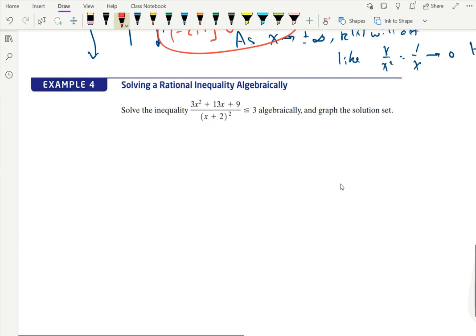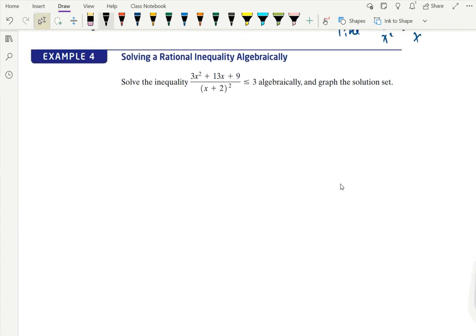Okay, let's take a look at doing something similar, another rational function, only now our directions are to solve it algebraically. Another interesting piece about this particular inequality: notice we've got a numerator over a denominator less than or equal to, but now we have a number besides 0. So how do we handle that? We have to set this number equal to 0. What does that mean? We have to move this 3 to the other side of the inequality.